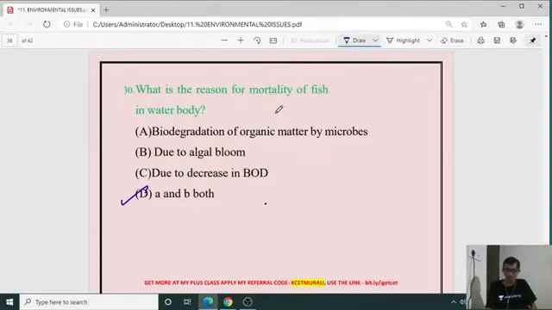What is the reason behind that? Mortality means death of fish in a water body, in the pond, because of biodegradation of organic matter by microbes. Thereby we can observe an increase of BOD of water, not a decrease, an increase. Also, the growth of algae on the superficial layer of the aquatic ecosystem or pond will reduce the dissolution of oxygen and penetration of sunlight into the deeper portion of that pond ecosystem. So the fishes are adversely affected by these two things, and as a result, death of the fish will occur and the mortality rate will increase. So the right answer is D, A and B both.